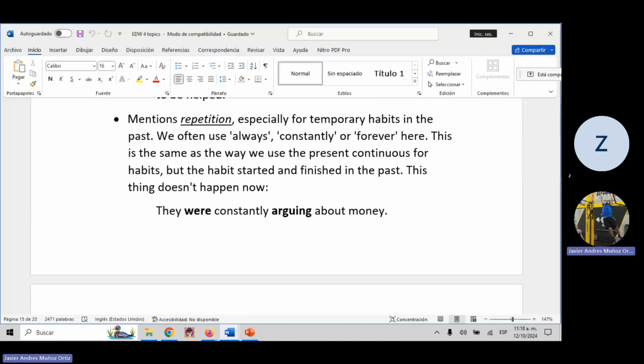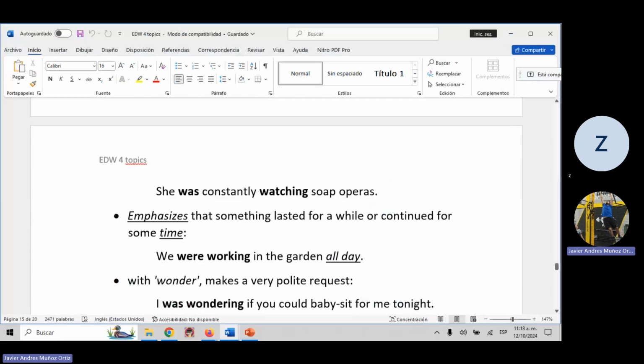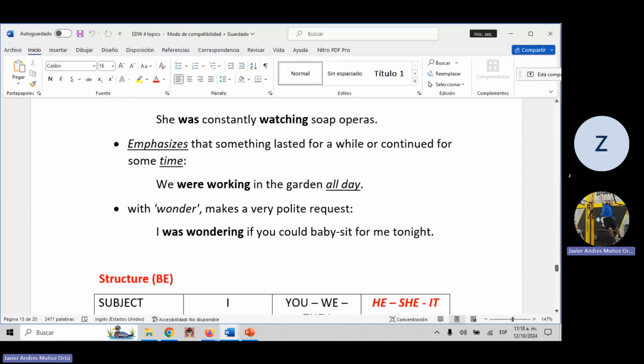So we use adverbs like always, constantly, and forever to emphasize, because this is the important thing, emphasize that something lasted for a period of time. Not too much, it was a temporary habit. Fourth situation, we want to emphasize once again that something happened in the past, but we are focusing on the time, the duration of the activity. This is the fourth situation.